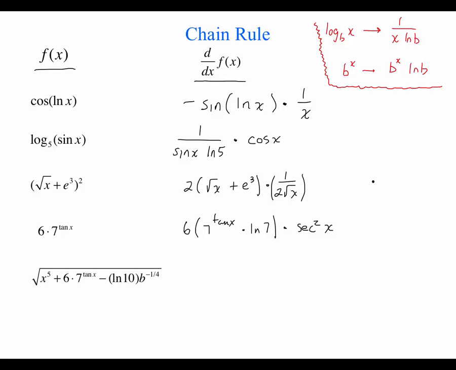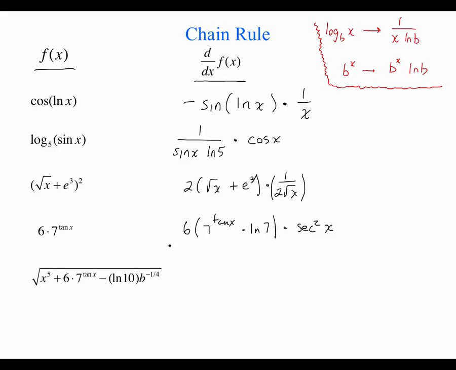How about the next one? Okay. See how I applied that b to the x rule, but then since we had an interior function, we need to hold on to it, right? Exterior with respect to interior, and then times the rate of change of the interior function. Are we good?